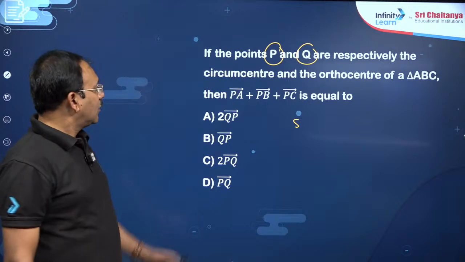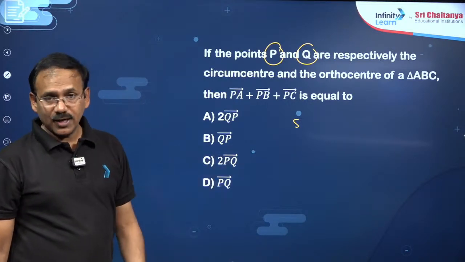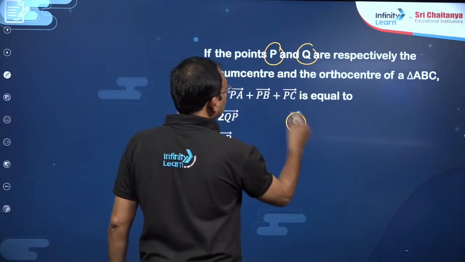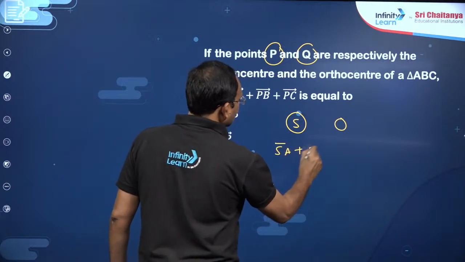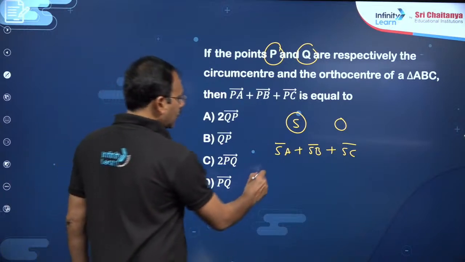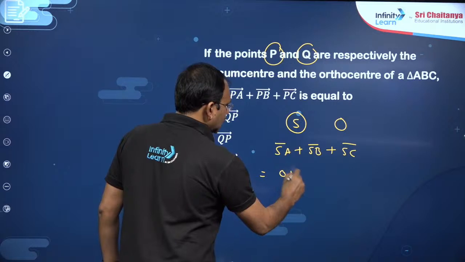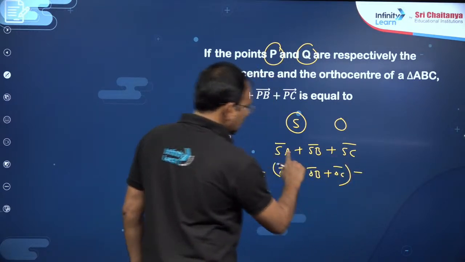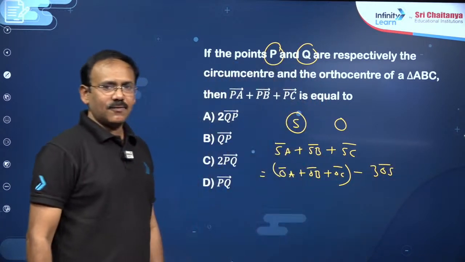You can take P at origin and OA bar plus OB bar plus OC bar you can do, that is one way. Or circumcenter generally we denote with S, orthocenter we denote with O. He has given like SA bar plus SB bar plus SC bar. Am I correct, my dear friends? So you can write OA minus OS, OB minus OS, OC minus OS, that is OA bar plus OB bar plus OC bar minus OS, OS, OS, 3 times OS bar, right, my dear friends?